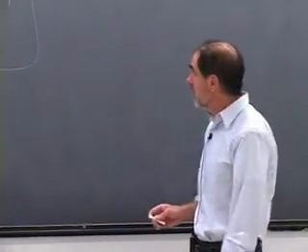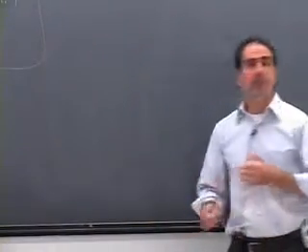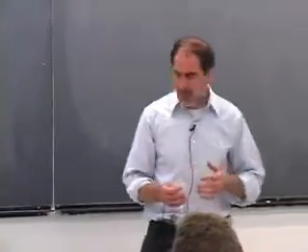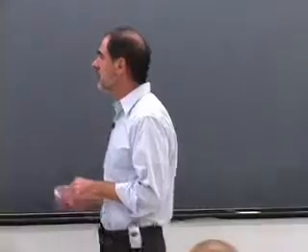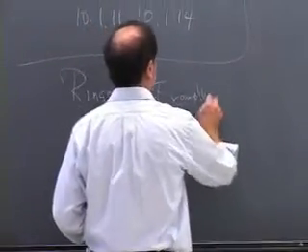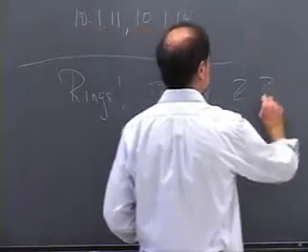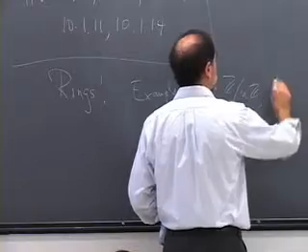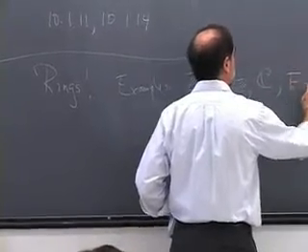So rings are, we've seen examples of them, like the integers, Z mod n. So examples. Z mod nZ. The complex numbers, any field.